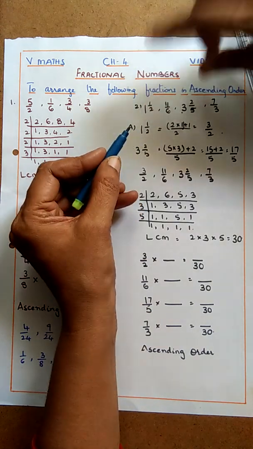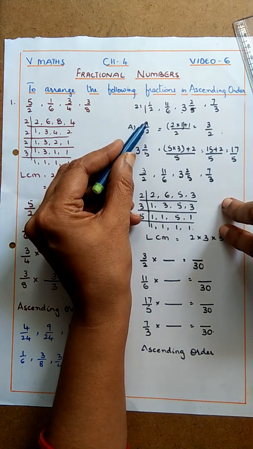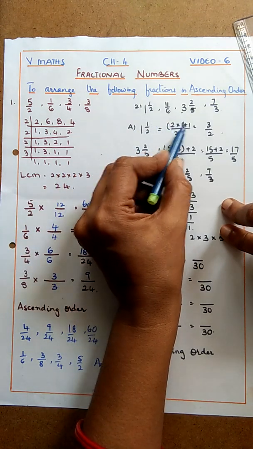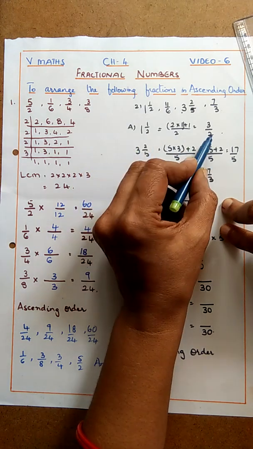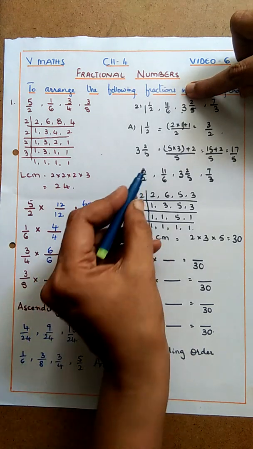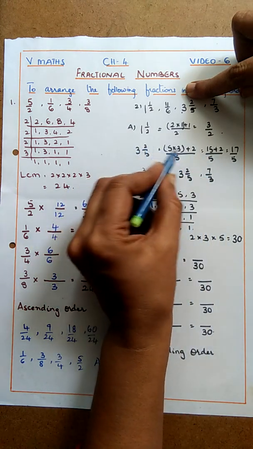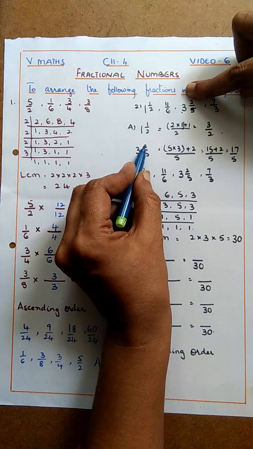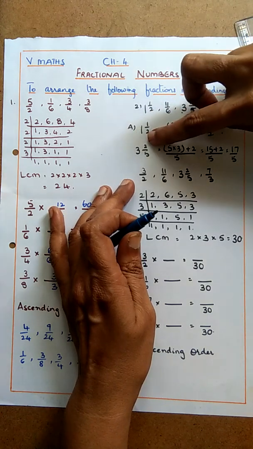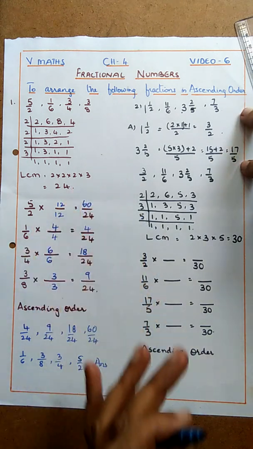So, 1 1 by 2, how do we convert? We multiply 2 into 1 and add the numerator of the small fraction, isn't it? Plus 1. So, 2 ones are 2 plus 1, 3 by 2. 2 is the denominator as it is. Now, take this next fraction, 3 2 by 5. Multiply 3 into 5, 15, plus add the numerator here. What is the numerator? 2. So, 5 3s are 15 plus 2, 17. So, the 3 2 by 5 mixed fraction is converted into 17 by 5 as the improper fraction.